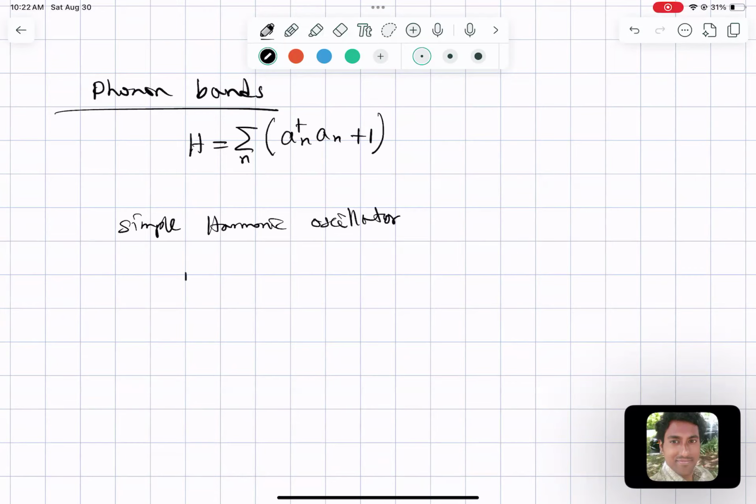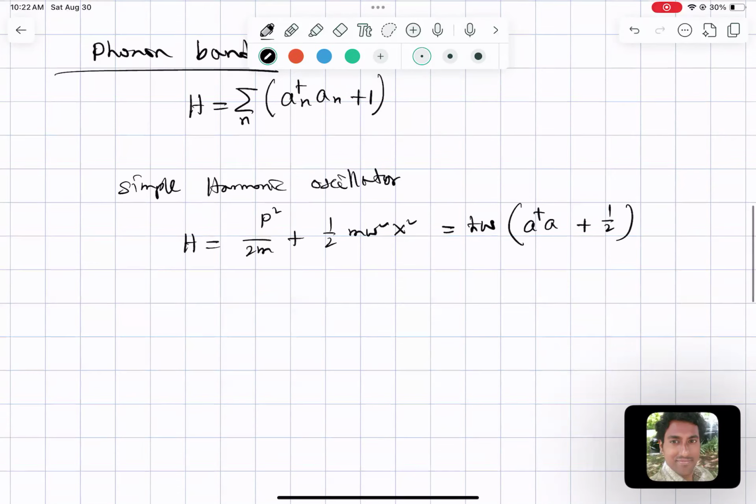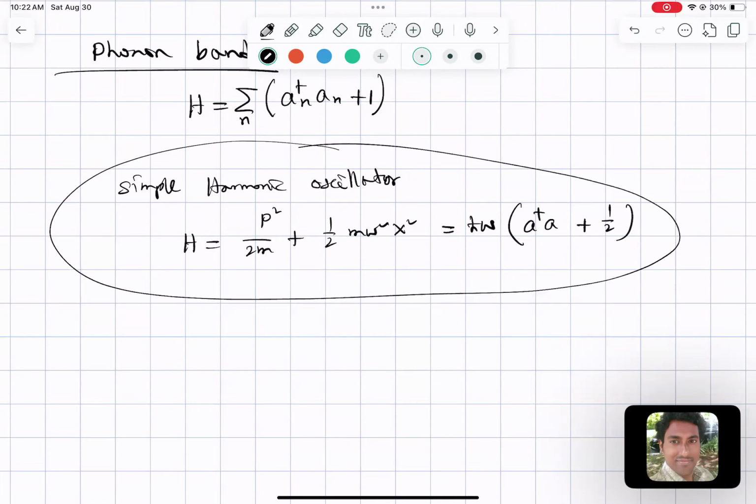Well, for a simple harmonic oscillator, we write down the Hamiltonian like this: p squared over twice m plus half m omega squared x squared. And then we can write it using a dagger a plus half, h bar omega, right? I think we have seen that before in our first or second class. So this is for a single harmonic oscillator.